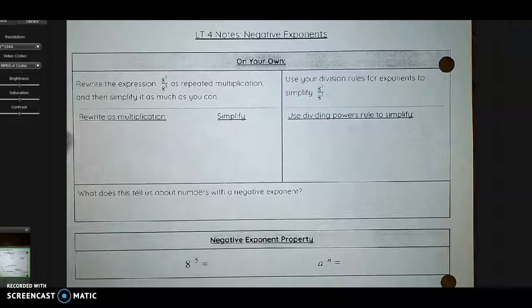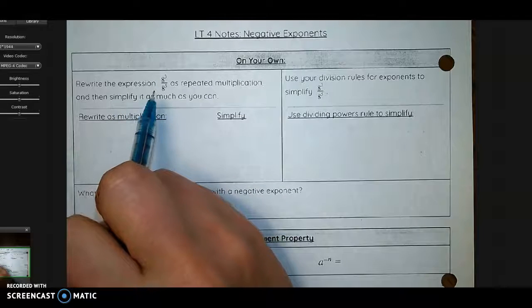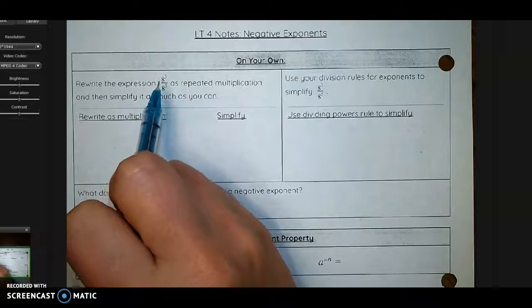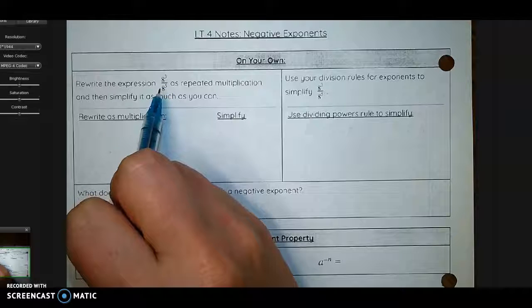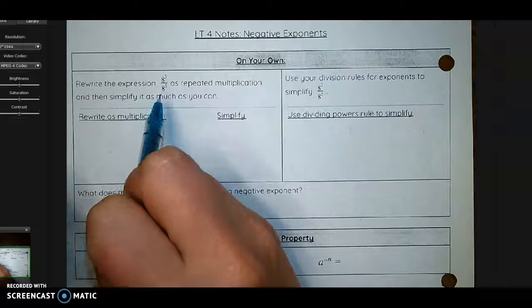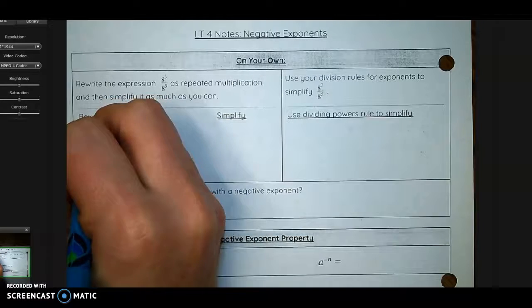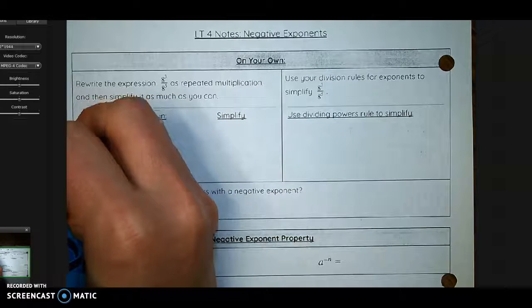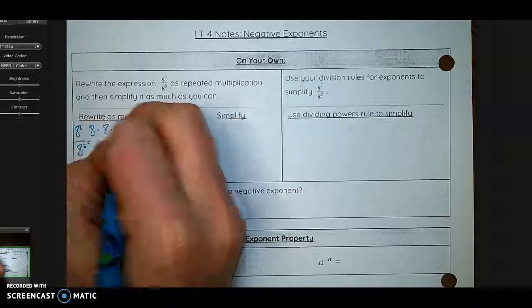All right, so we have negative exponents. Now, we have talked about what to do when we're dividing. When we divide, we subtract. So I'm going to rewrite this as multiplication. So 8 to the third over 8 to the fifth is equal to 8 times 8 times 8.